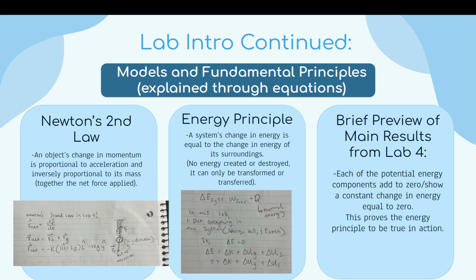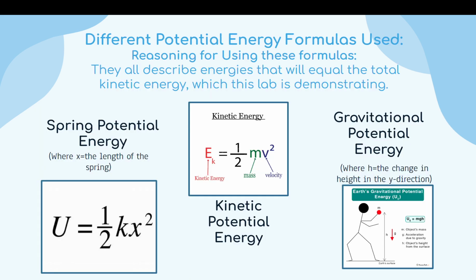And the brief preview from this lab is that each of the potential energy components will add to zero and show a constant change in energy equal to zero, thus proving the energy principle to be true. So some of the different potential energy formulas I used in this lab are the spring potential energy, kinetic energy, and gravitational potential energy formulas, and it's because each of these energies are intrinsic to this lab.